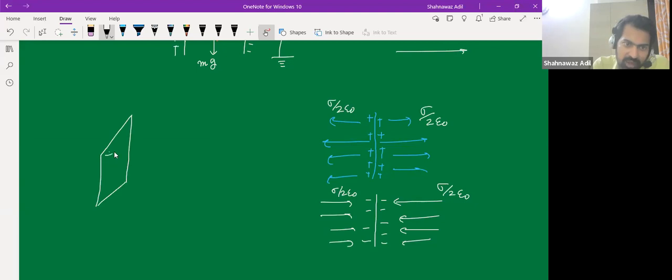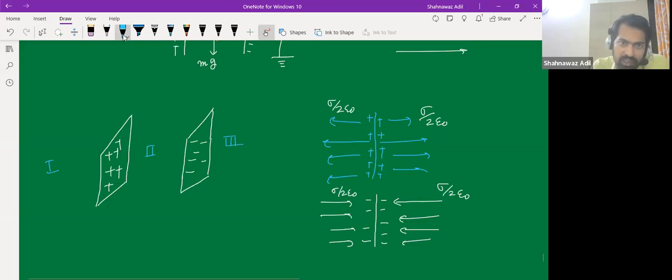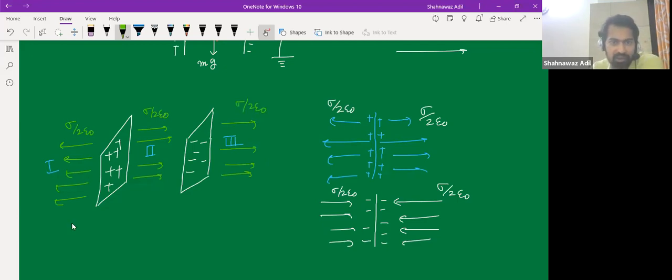Now I have this positive plate and then this negative plate. So these two plates are there, and we have three regions. Due to the positive plate, the electric field would be going away in this region, sigma by 2 epsilon naught, and going away in this region. So due to this plate, away, away, away. Right, guys?